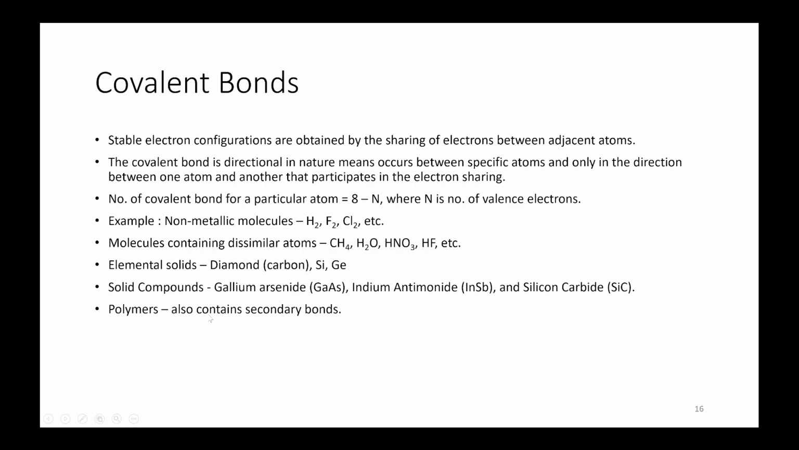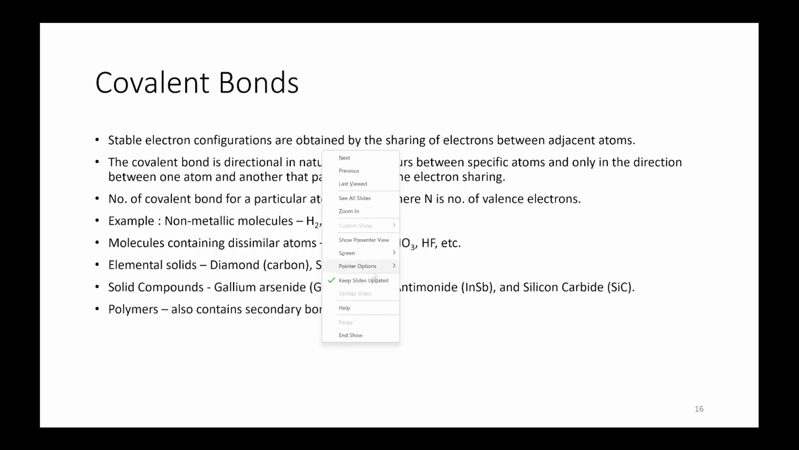Polymers also contain secondary bonding. In polymers, along the chain they will have covalent bonding, and between different chains we will see secondary bonding.